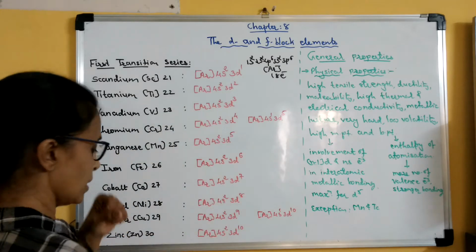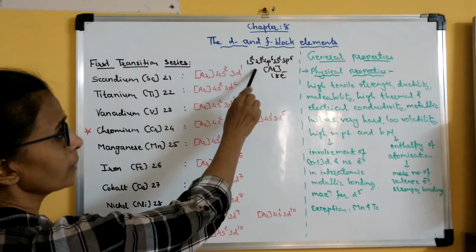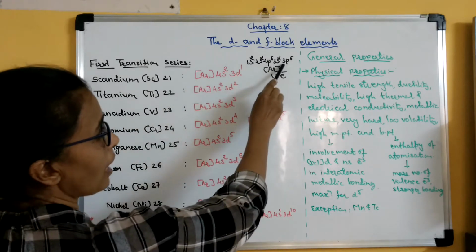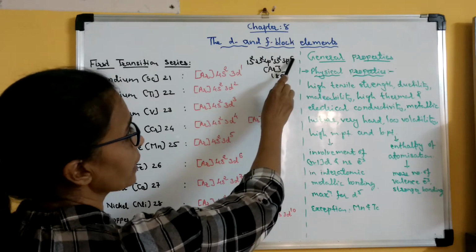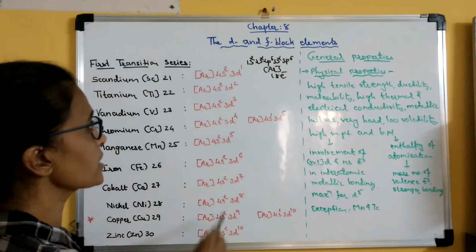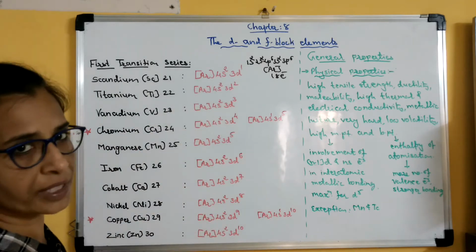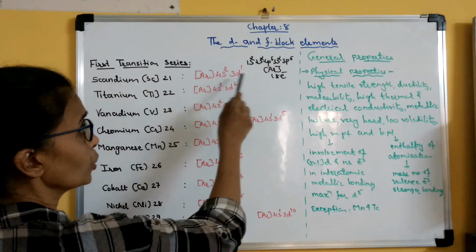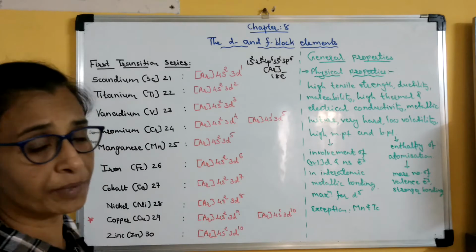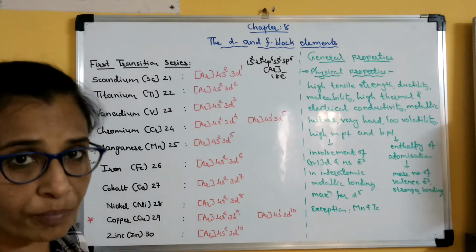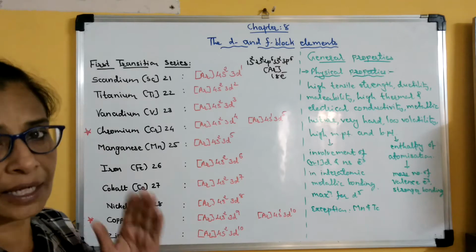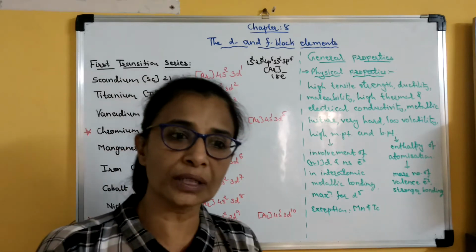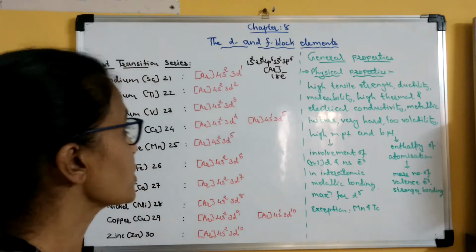When you write like this, then you are clear in your mind that after argon, means after 3p orbital is completely filled by 6 electrons, the next electron enters 4s orbitals and not 3d orbital. Clear? So though the 3s and 3p orbitals belong to the third energy level, the third orbit. Clear?